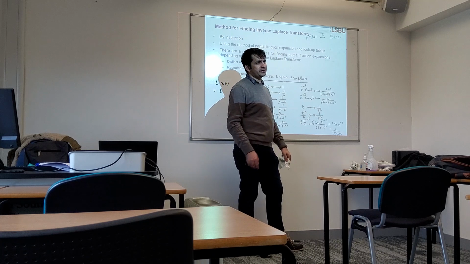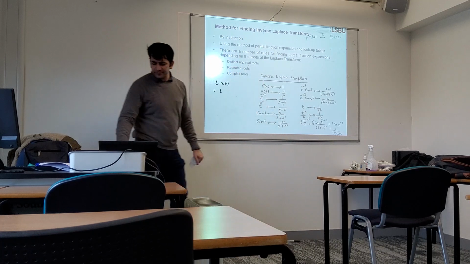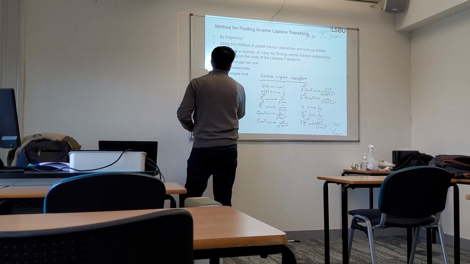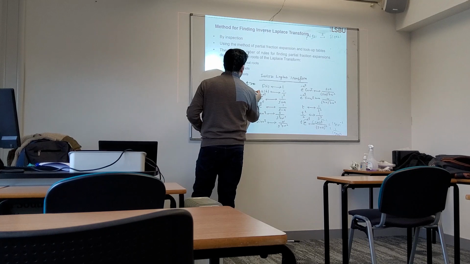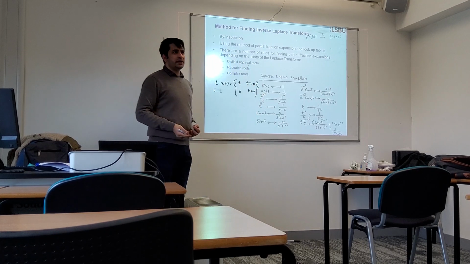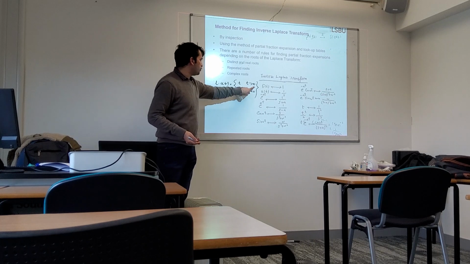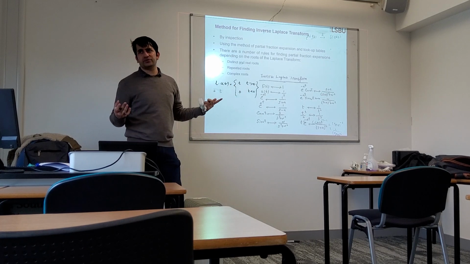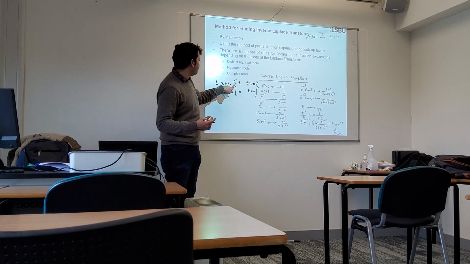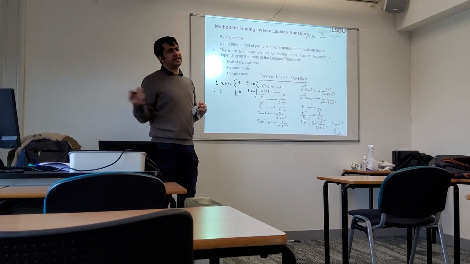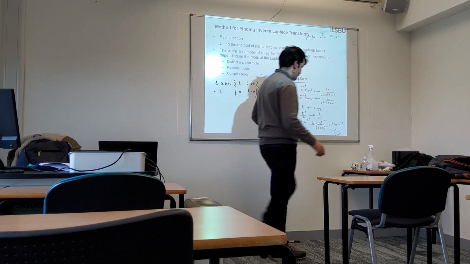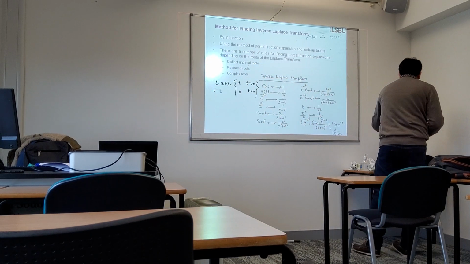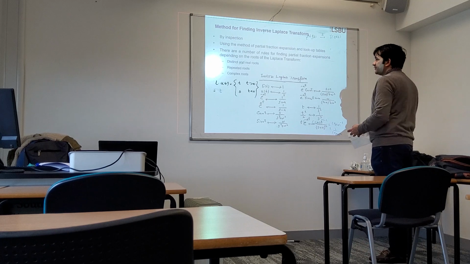T equals to 1 by s square. No, right? Because t u of t is equal to t for t greater than 0 and 0 for t less than 0. And we already know that Laplace transform only holds from 0 to infinity if we go into the formula for Laplace transform. So if we write it as t u of t or if we write it as t, both are the same thing for this specific case. So we are going to get this table.